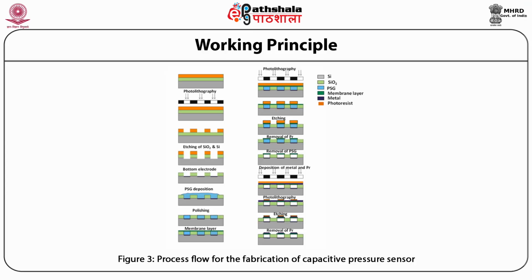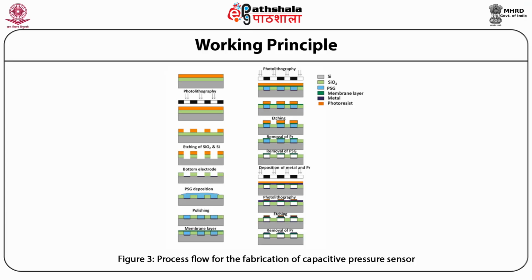So the gray color corresponds to the silicon substrate, the green portion corresponds to the silicon dioxide layer over silicon, blue corresponds to PSG, dark green corresponds to the membrane layer, dark blue corresponds to metal, and orange corresponds to the photoresist.